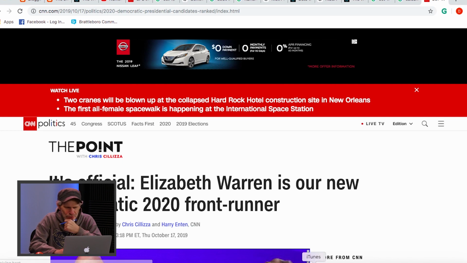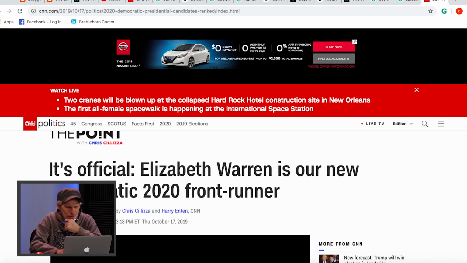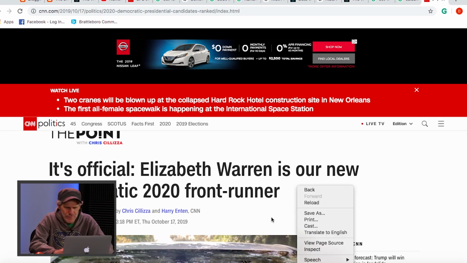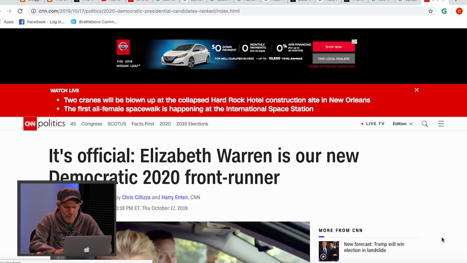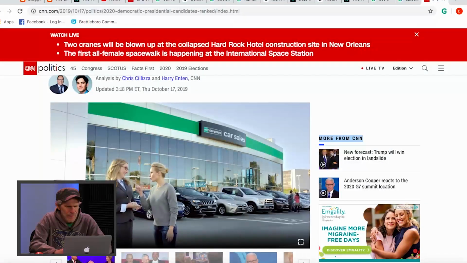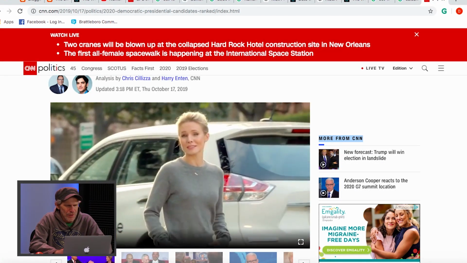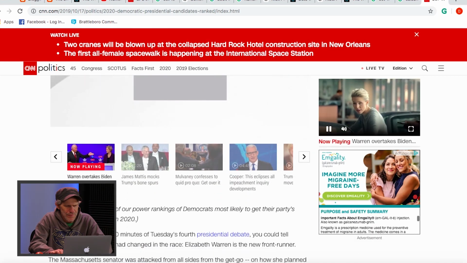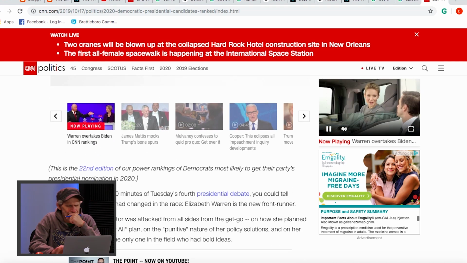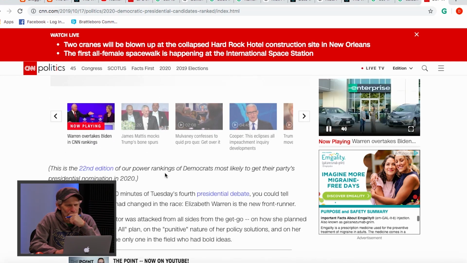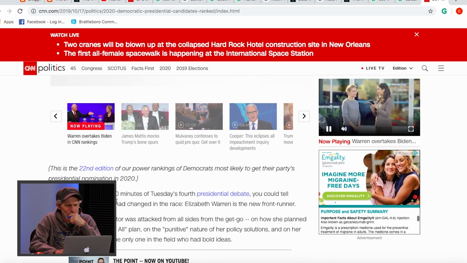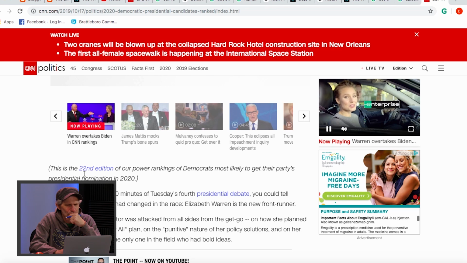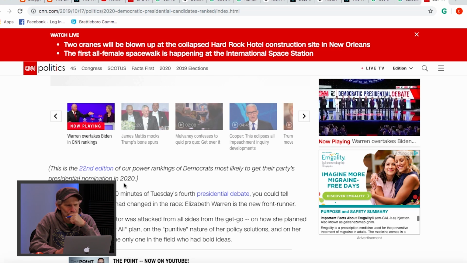And if I could scroll down. Oh boy. And so it's funny, they say this is the 22nd edition of our power rankings of Democrats most likely to get their party's presidential nomination in 2020. Notice the 2-2 here, 2-2 here, and 2-2 here.